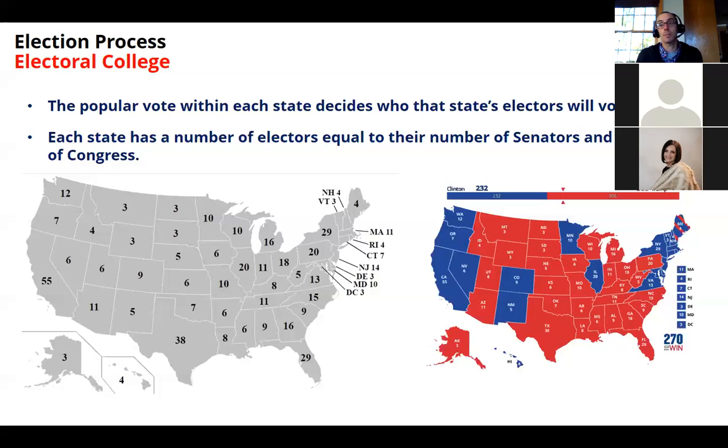Other states, we call them swing states, could go either way. Pennsylvania this time could go for Trump, could go for Biden. Those swing states that could swing in either direction to either candidate become the really important states. Especially Pennsylvania, which is tied for fifth biggest state and has 20 electoral college votes.